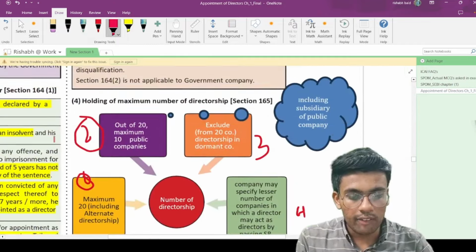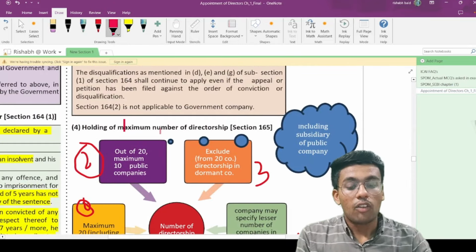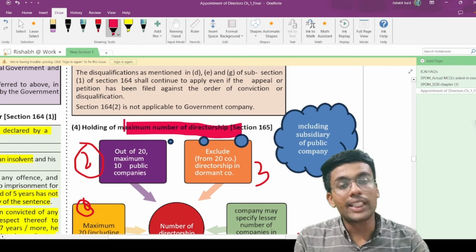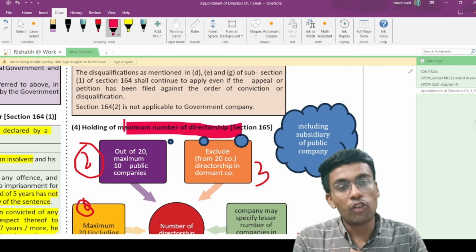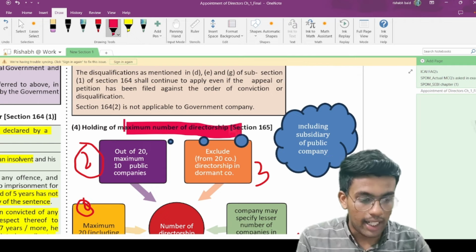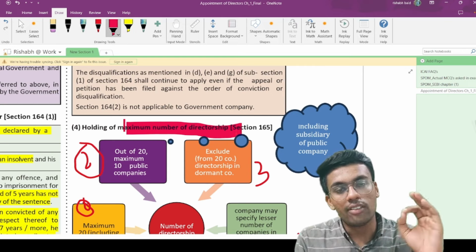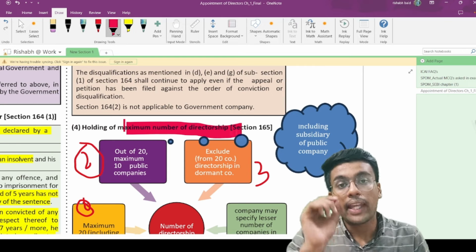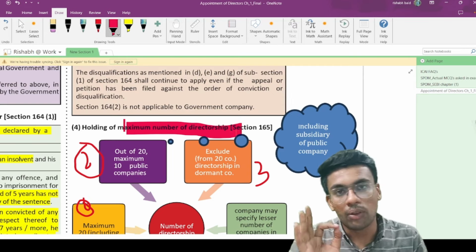Apart from this, I would say, this one, holding of maximum number of directorship. What is the maximum number of directorships a person can hold? I am an individual. What is the maximum number of directorships I can hold in companies? So the maximum number of 20 directorships I can hold in different companies, out of which maximum 10 should be in public companies. Public companies will also include your subsidiaries of public company.